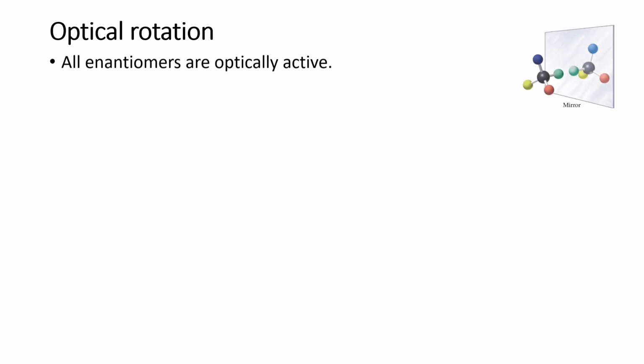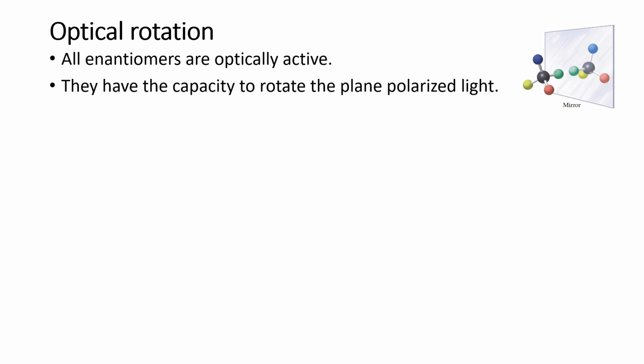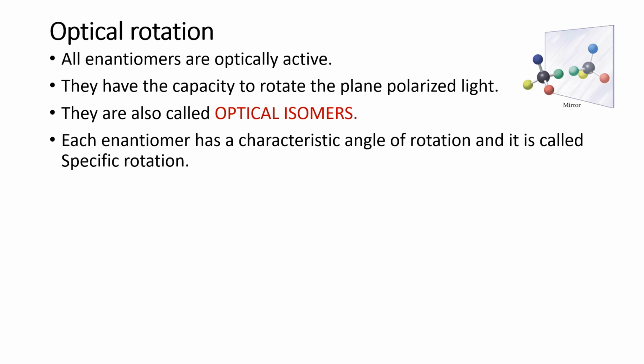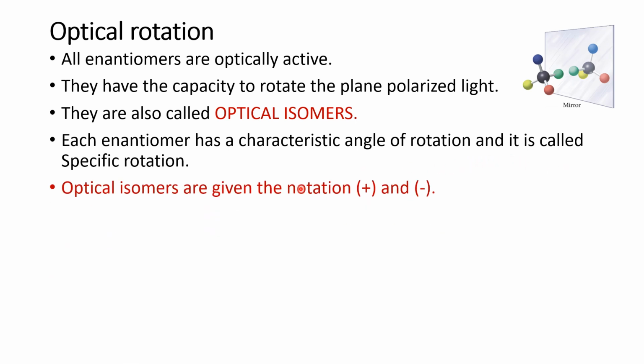So now let's take up optical rotation first. It is an experimental value, and we all know all enantiomers are optically active because they have the ability to rotate the plane polarized light. And because they have the ability to rotate the plane polarized light and are optically active, they are also called optical isomers. Each enantiomer has a characteristic angle of rotation and it is called specific rotation.